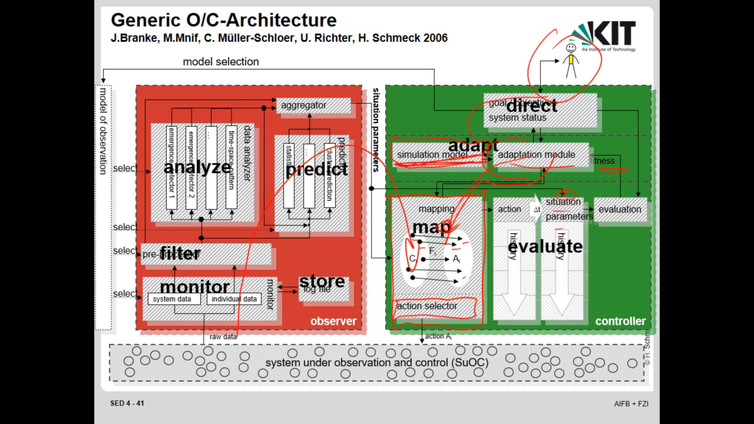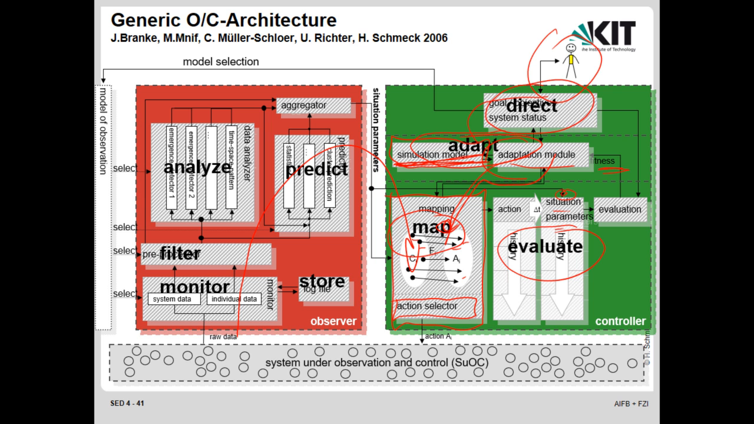So in this controller, we have the mapping. This component, we have to evaluate what we have done. We should be able to adapt the way we respond, and this is directed based on the goals and objectives that are given by the user. So this is this generic observer-controller system, and you might see that we have used exactly that in the organic smart home architecture.